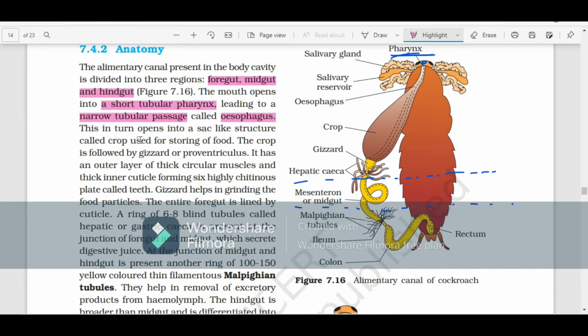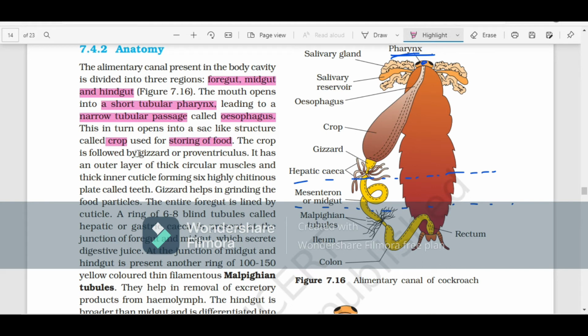This in turn opens into a sac-like structure called the crop. You can just relate it with the diagram. First remember there's the mouth, opening into a short tubular pharynx, and then a long narrow tubular passage called the esophagus. Then it opens into the sac-like structure called the crop, which will store the food.